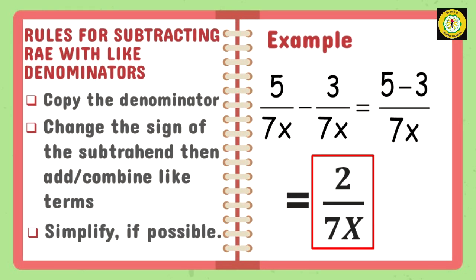Rules for subtracting rational algebraic expressions with like denominators. Copy the denominator. Change the sign of the subtrahend, and then add or combine like terms.